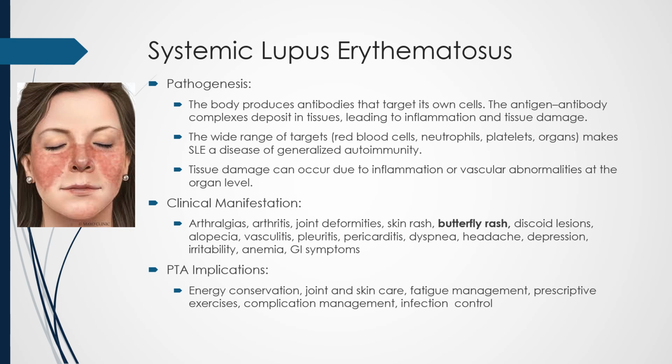The pathogenesis includes the body producing antibodies that target its own cells. The antigen-antibody complexes deposit in tissues, leading to inflammation and tissue damage. The wide range of targets makes SLE a disease of generalized autoimmunity. Tissue damage can occur due to inflammation or vascular abnormalities at the organ level.